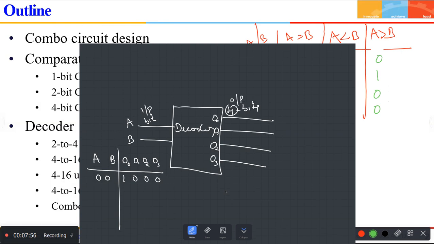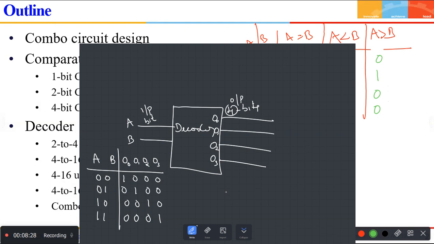Whenever AB is 0, 1, your O1 will become 1, and all the other outputs will become 0. Listen carefully. Whenever A and B are 1, 0, this O2 will become 1, and all other outputs will become 0. When it is 1, 1, O0, O1, O2 will become 0, and this will become 1. This is what is called a decoder.